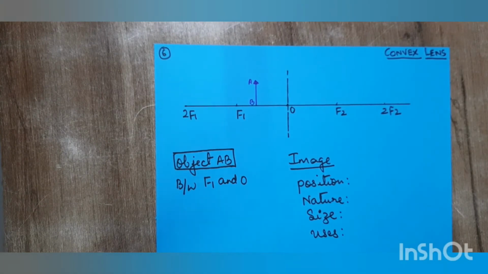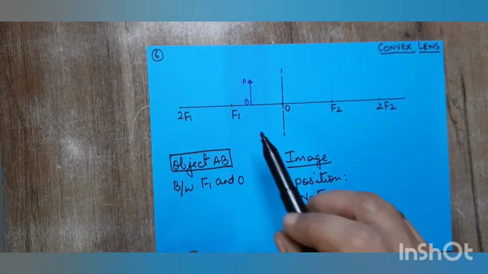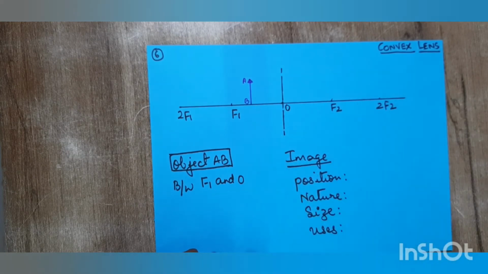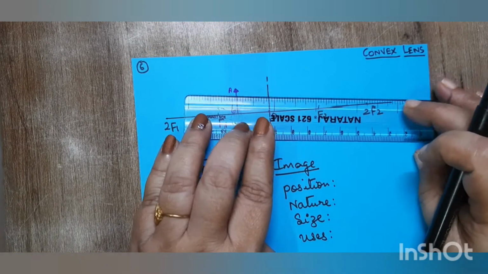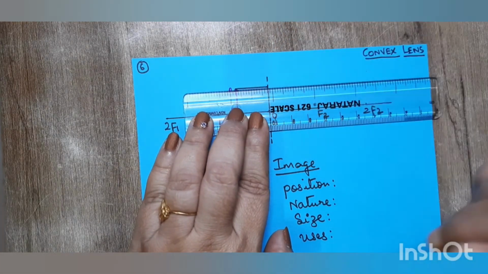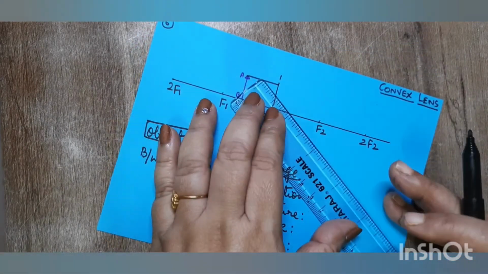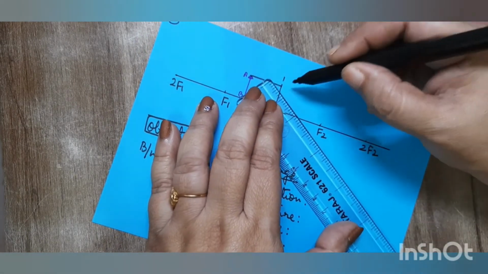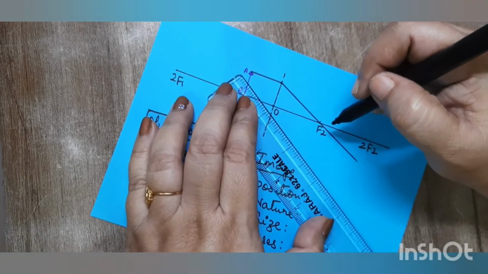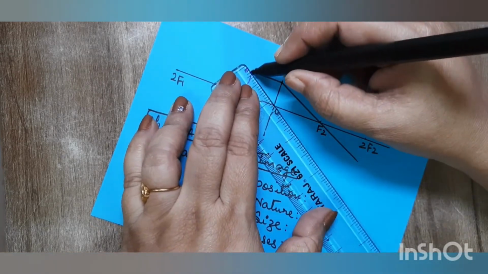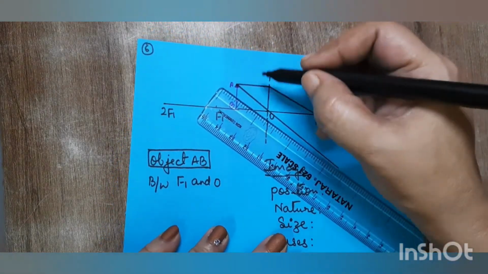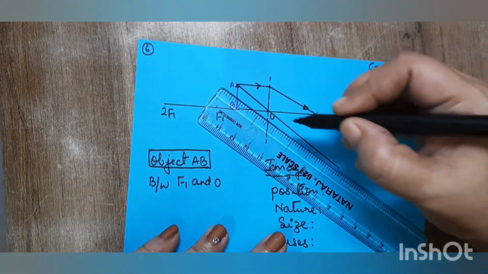Now moving on with the last case for the convex lens. Object AB is placed between F1 and O, optic center. Here also we will use the same rules. Let us see what happens. Travel parallel, and then from here it should pass through F2, then through focus. Still they do not meet, not even this side, not even at infinity.